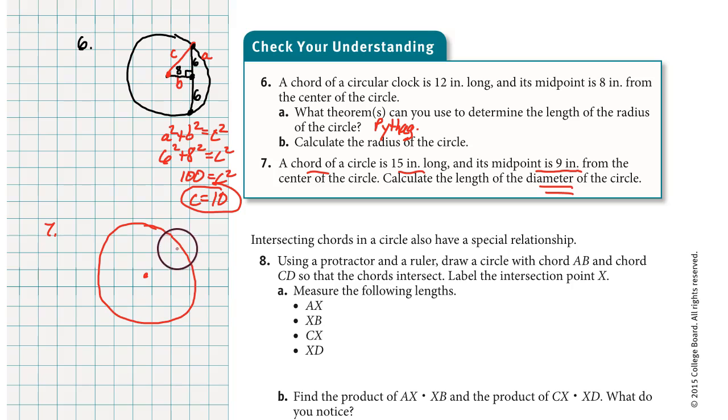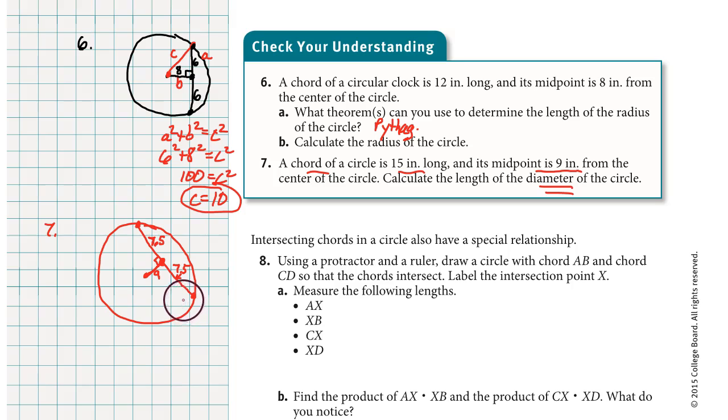Here's the center. We're told we have a chord that's 15 inches long. We don't know where the chord is. We can draw it anywhere we want. Going across the circle, that's 15 inches. We're told that the midpoint of that chord is 9 inches from the center of the circle. So let's just connect them together at a 90-degree angle, and we can label that short thing as 9. Now remember, the original chord was 15, so just this half of it is 7.5. And then this half here is 7.5.